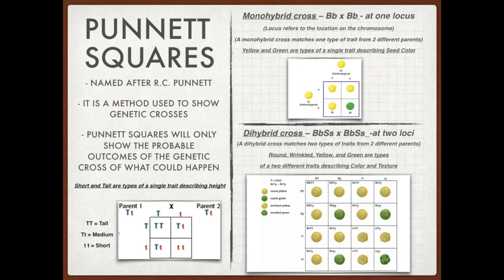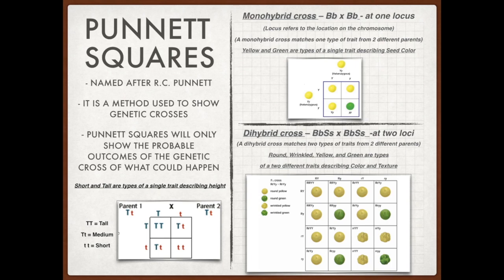Now on the right side of the slide, we're dealing with a monohybrid cross versus a dihybrid cross. A monohybrid cross only deals with one allele at a certain loci, only one locus, only one location. Remember, the prefix mono means one. Like bicycle, 2 wheels, mono meaning one. So a monohybrid cross matches one type of trait from the 2 parents. If you look at the picture, the focus is color. Yellow seeds versus green seeds. That's only one trait, talking about seed color.